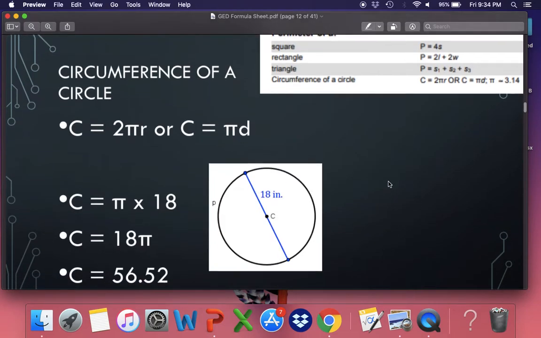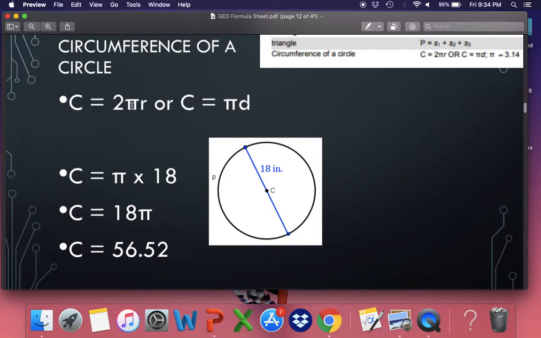And circumference of a circle. Now, they give you 2 formulas for circumference of a circle. It depends on if you have the radius or if you have the diameter. Here we have a diameter, because the diameter runs from one side through the middle to the other side, as opposed to a radius, which only runs from the middle to the outside. So if you just have radius, it has to be 2 times pi times radius.